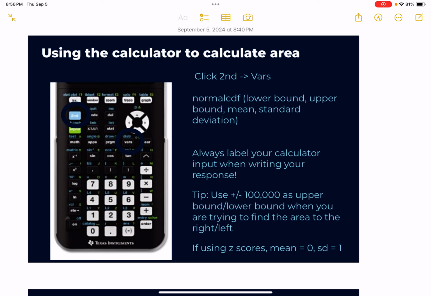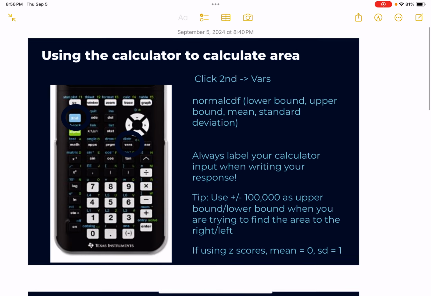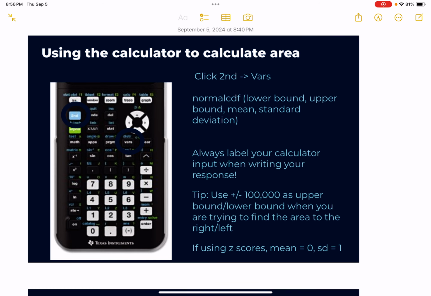So you can see right here, just like in class, I want you to take a look and have access to this particular slide here, where we go through and we learn how to use normal CDF. Now, the two ways you might use normal CDF would be either because you want to turn a z-score into a percentile, or because you want to turn a data point into a percentile. And that should make good sense to you.